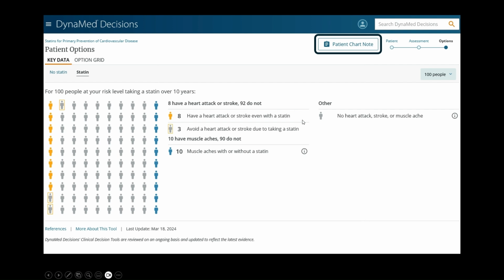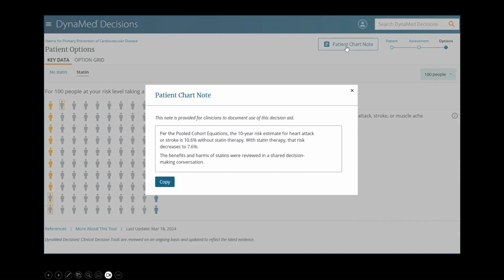In addition, the patient chart note continues to exist within the tool. And if we've migrated this far into the tool and we click on the patient chart note, it evolves as we progress through the tool. So you can see now, in addition to the original text that was forwarded in the tool, we also see that there is an additional piece of text that is inserted pertaining to having a shared decision-making conversation with the patient.